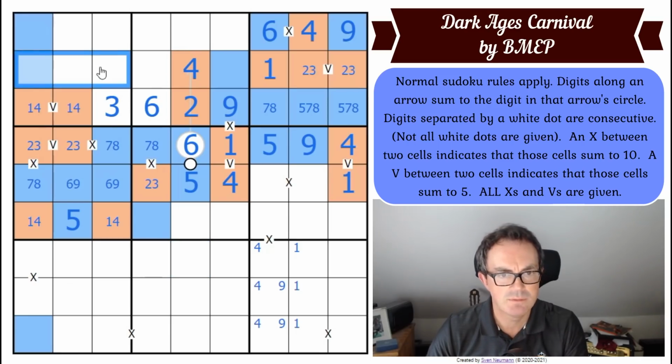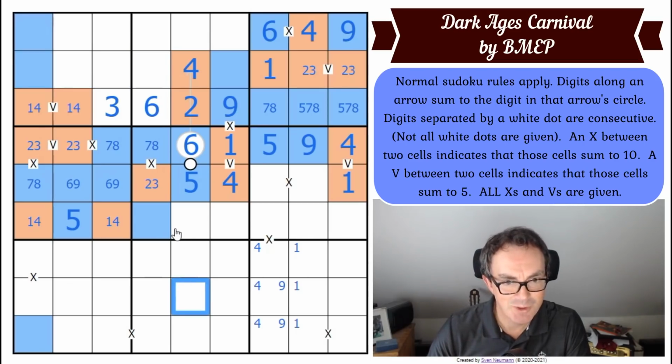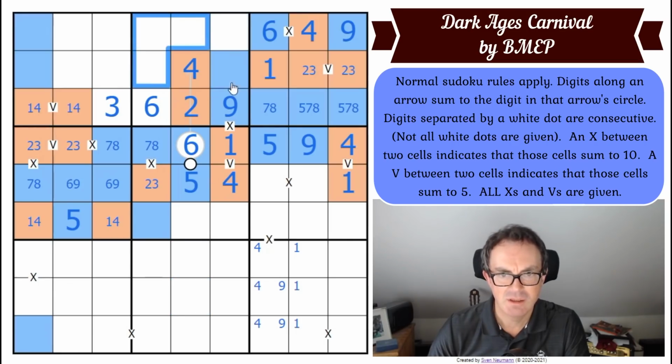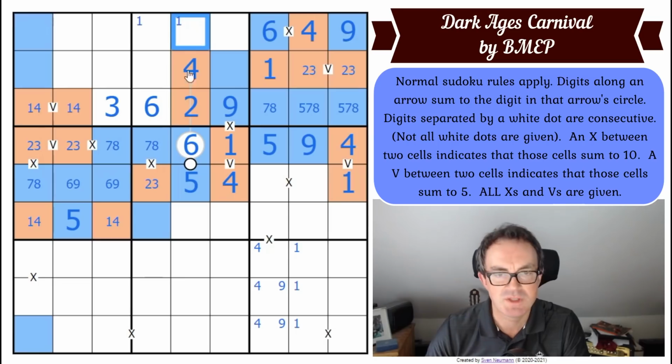So 2, oh no, this is not, I don't know what to do. Come on. 1, I think. 1 is a little bit restricted. It's got to be up there, one of those 2 squares, but which, yeah, of course. Then it can't go next to the 4, so the 1 gets placed.